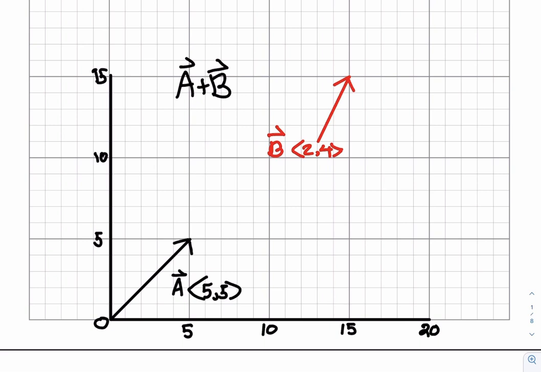Here we have vector a, 5, 5, and vector b, 2, 4. Let's try and use tip to tail to find a plus b. Using this, we found a plus b to be 7, 9.